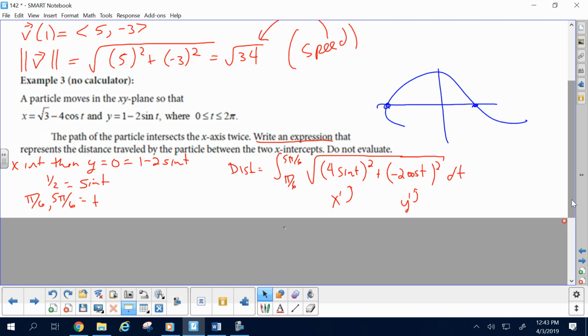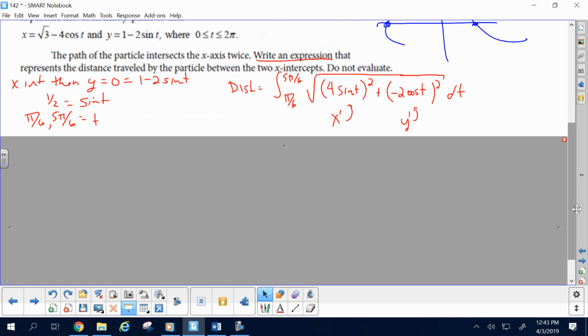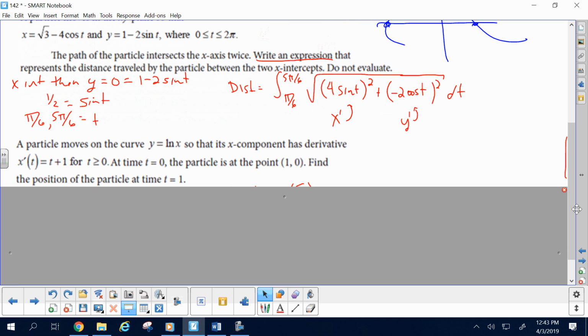Okay, then the distance that it's moving is parametric arc length, which is the square root of x prime squared plus y prime squared, integrating speed between the two endpoints. So you need to take the derivatives, and then you slap down your calculator and call it good. You with me? Does that make sense? That's more of a multi-step problem.